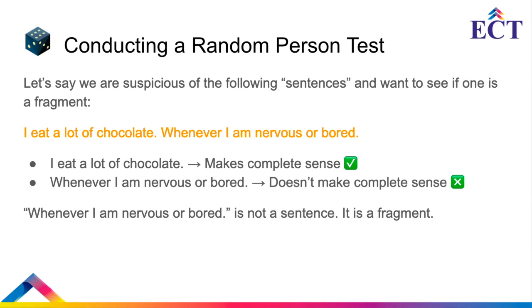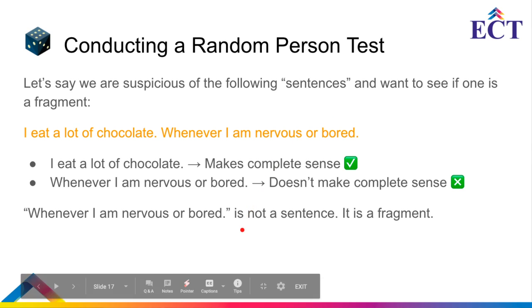Now, if I go and tell somebody whenever I'm nervous or bored, will they get anything? They won't understand, right? They will ask for further, okay, then what? Tell me what? Whenever you are nervous or bored, then what do you do? Now, this is not making complete sense, or this is not a complete thought. And therefore, the second one, whenever I am nervous or bored, is not a sentence and it should not appear in this way. Alright? So either you need to fix this sentence. So it is not a sentence, it is a fragment.